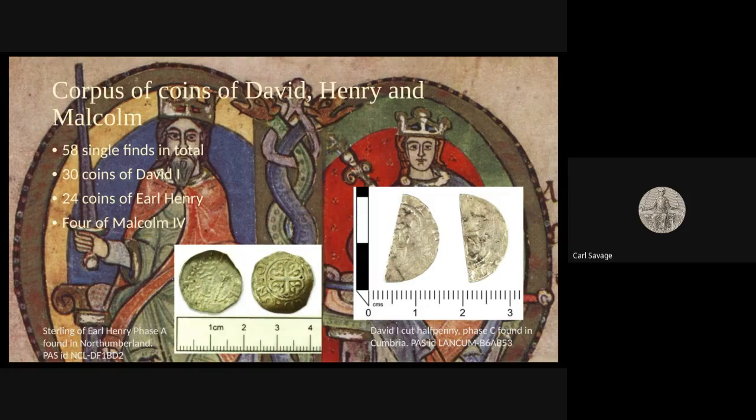Coins listed with an uncertain find spot or provenance are excluded from the corpus, for example, a David I coin found in South Cumbria or a Malcolm IV coin found in Perthshire. Coins without a definitive identification are also excluded, for example, a David I or Malcolm IV coin found at Lochmaben. In total, there are 30 coins of David, 24 coins of Earl Henry and 4 of Malcolm. Coins issued by David and Henry in Stephen's name have been excluded from the study.